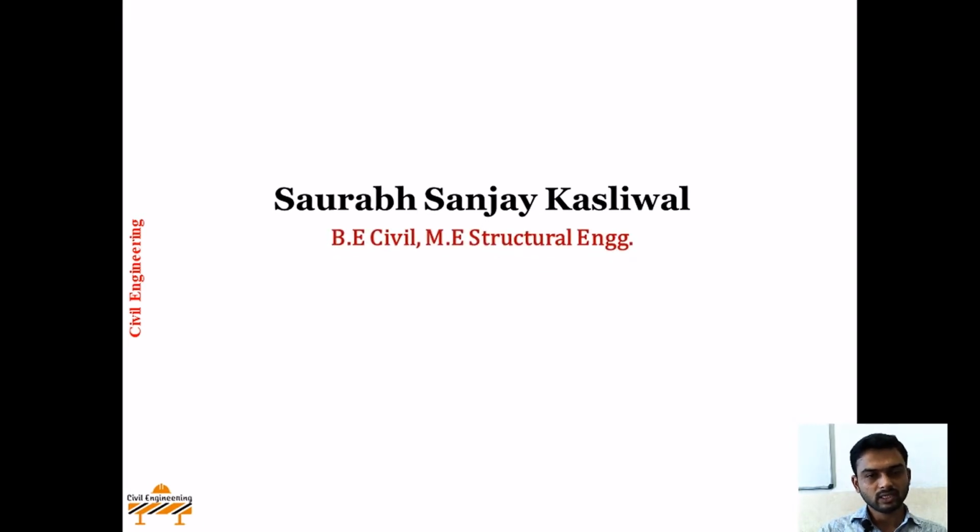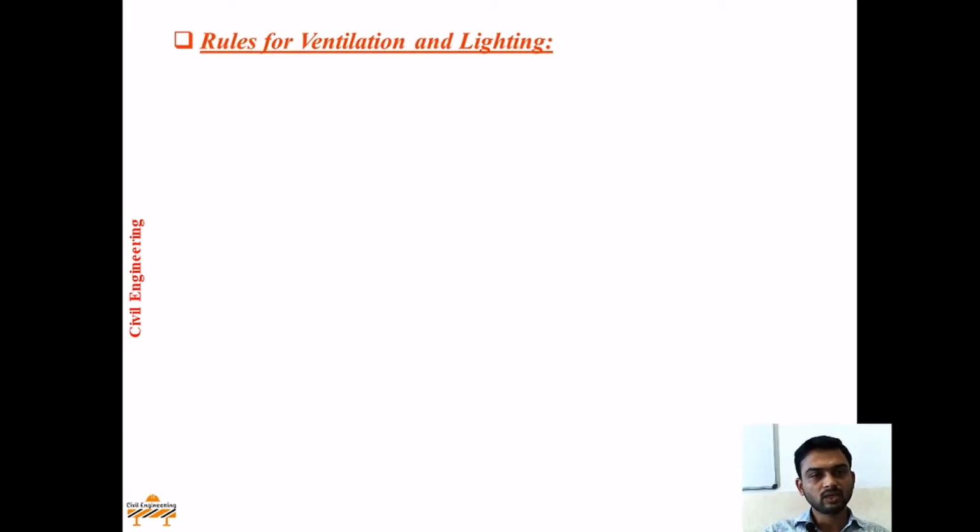Now in today's lecture we will be looking towards the topic rules for ventilation and lighting, and the second topic will be means of vertical circulation or types of vertical circulation. Now let us see rules for ventilation and lighting.